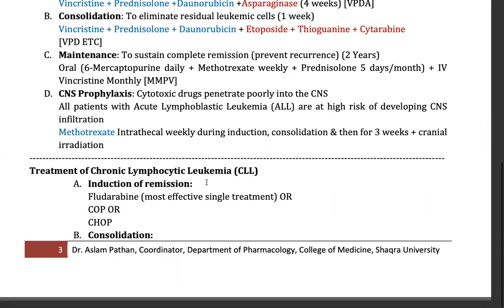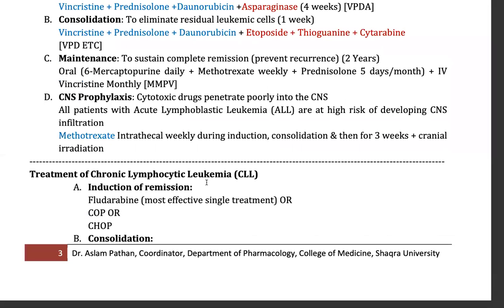What is the drug for the treatment of the chronic lymphocytic leukemia? For the chronic lymphocytic leukemia, for the induction of remission, here you can give fludarabine, and it is the most effective single treatment. Means in most of the cases, only one drug. Induction of remission is for 4 weeks, and fludarabine is found to be effective in most of the cases.